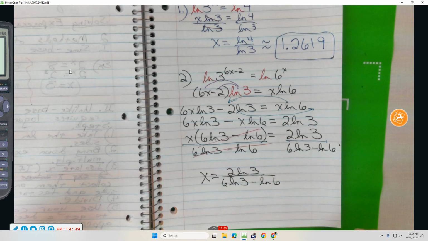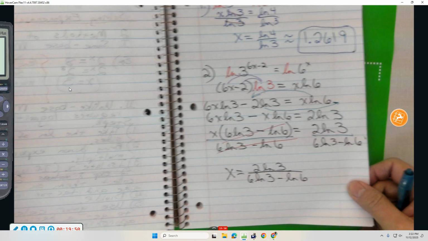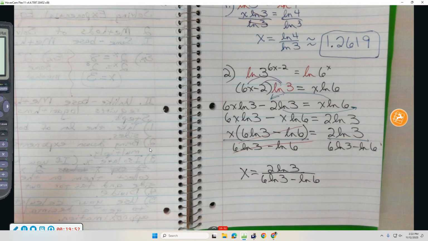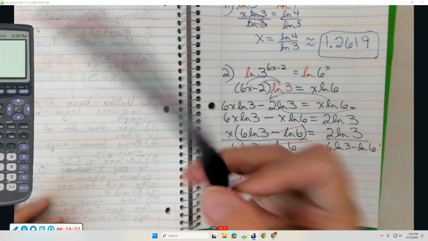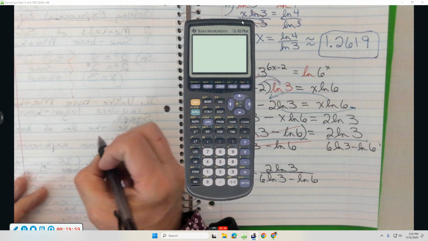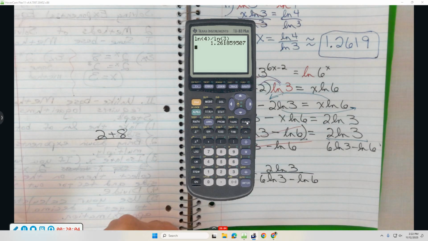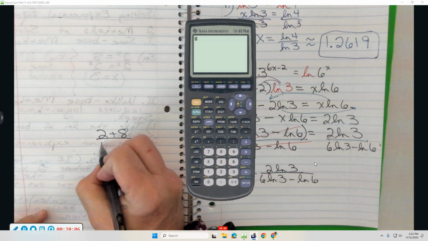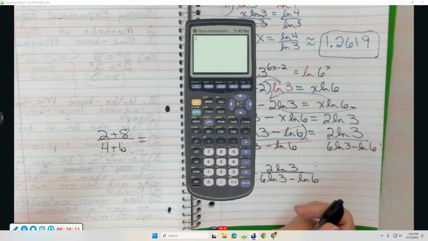Before we start punching this stuff in, let's simplify. I want y'all to help me simplify the following fraction: 2 plus 8 all over 4 plus 6. What do y'all know the answer should be?